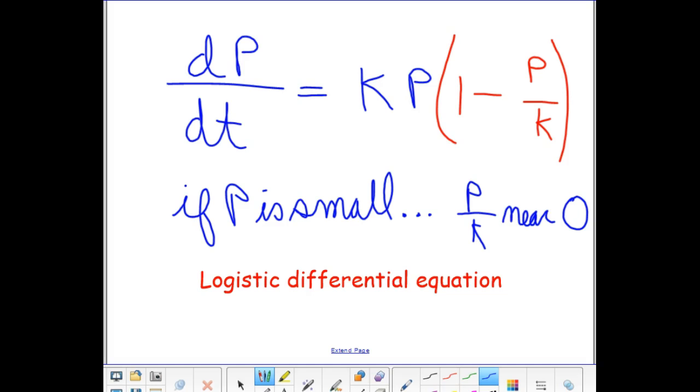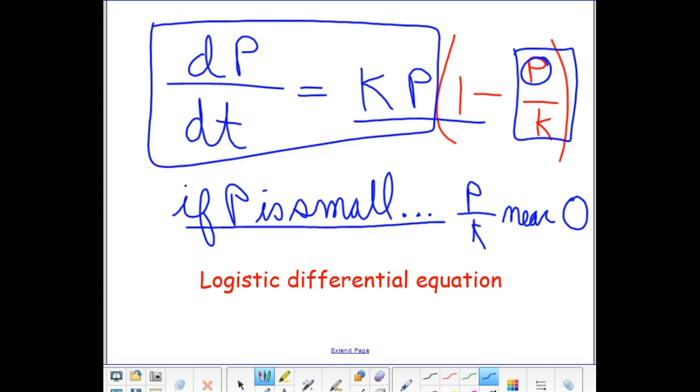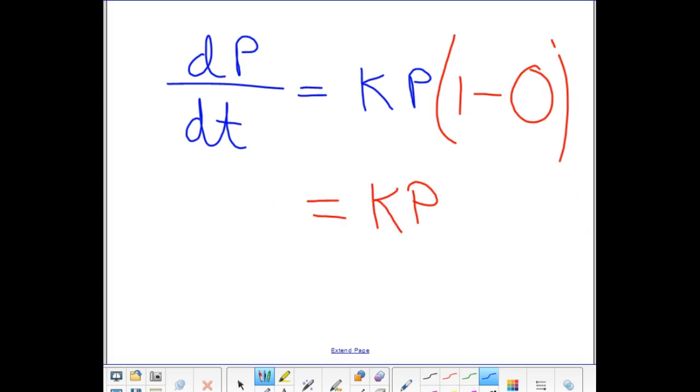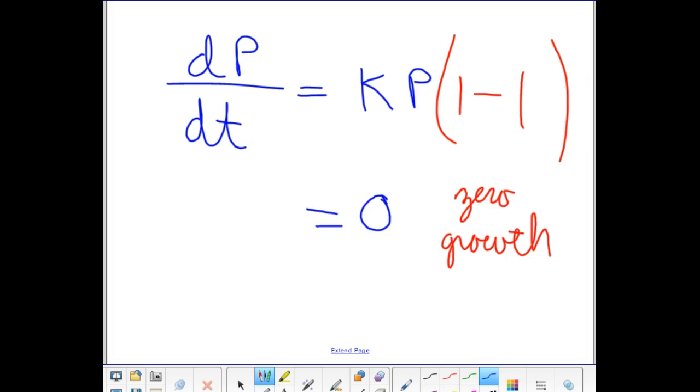So when the population is small, when this is near 0, then this becomes just k times p times 1. And so then you get that equation, which is what I said works well when the population is small. And as the population approaches, as this gets closer to 200 and this is closer to 100 or whatever the carrying capacity is, this becomes close to 1, and then you get 1 minus 1, and you get 0 growth.